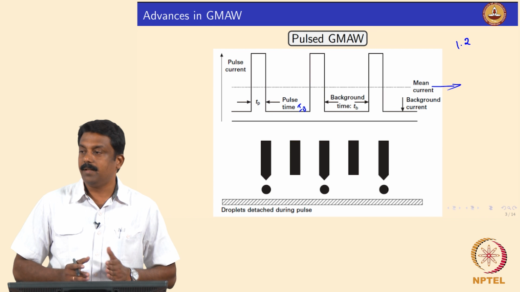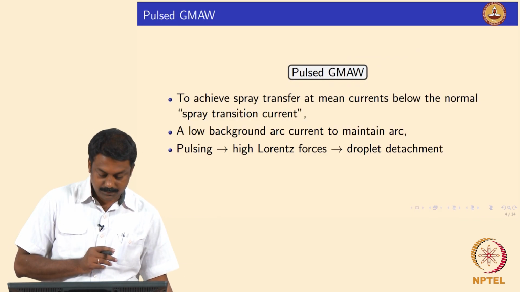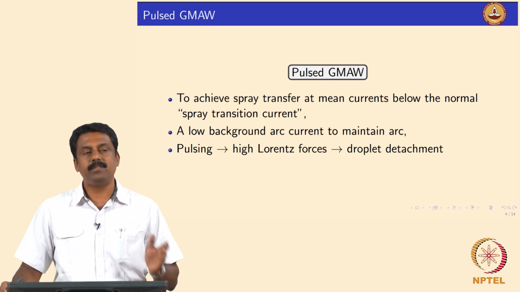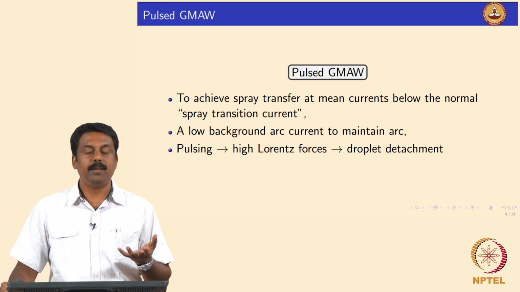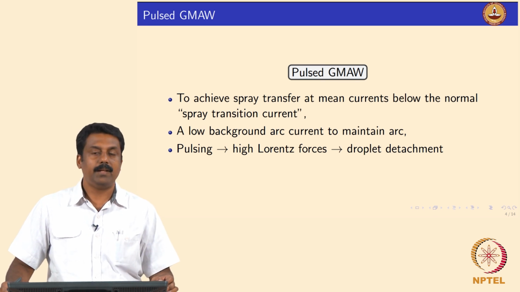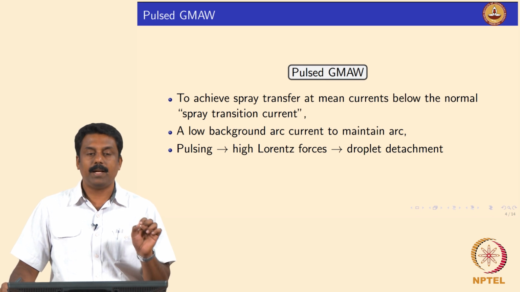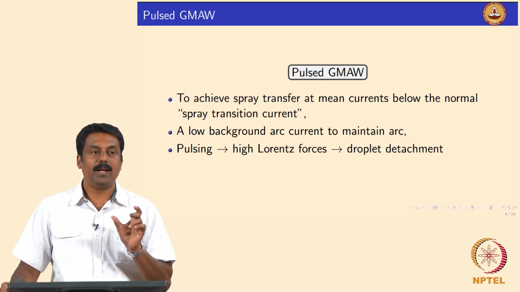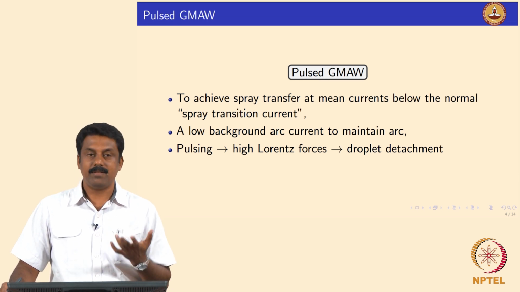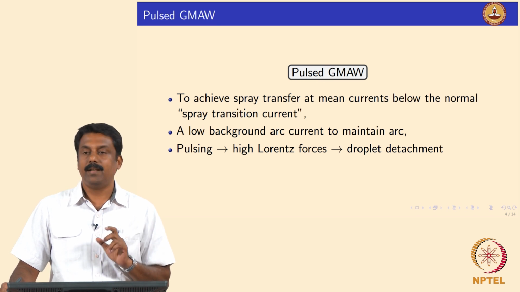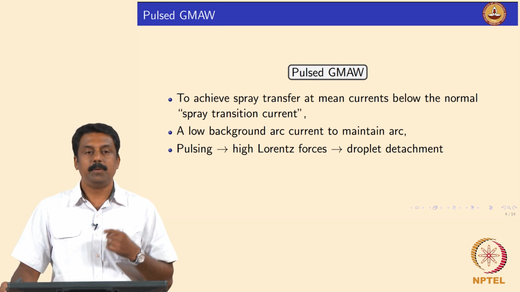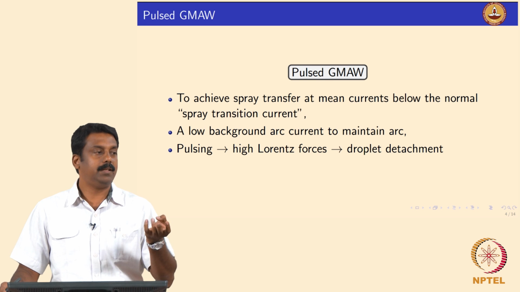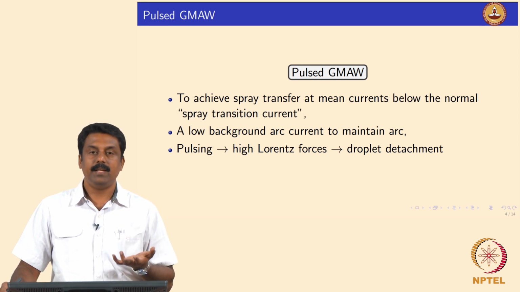So, we transfer a droplet per pulse, it is clear. The objective of this pulse GMAW is to achieve a spray transfer at mean currents much lower than the spray transition current, otherwise we use the constant current GMAW. And we maintain a small background current to have an arc, otherwise you will have to apply a high voltage or high frequency ignition during that period, and that may cause instability. And during pulsing we increase the current much higher than the spray transition current, so that we melt the tip and then transfer the droplet by the increase in Lorentz force.